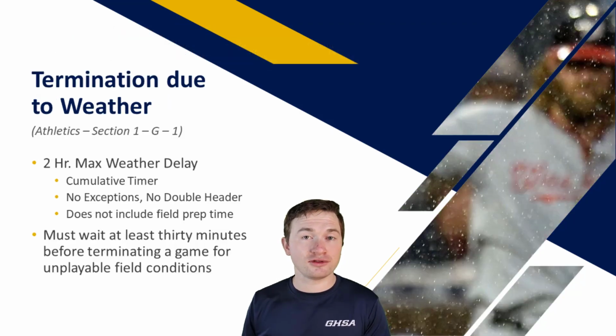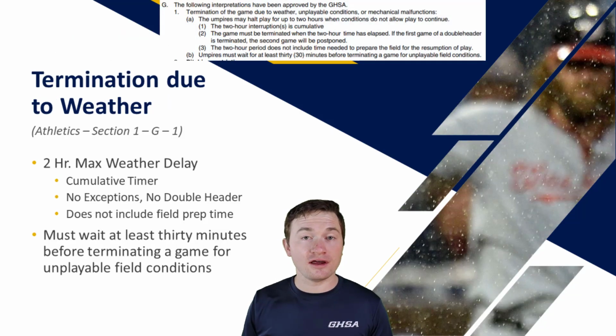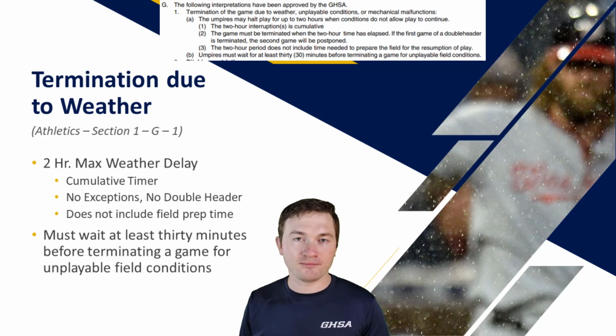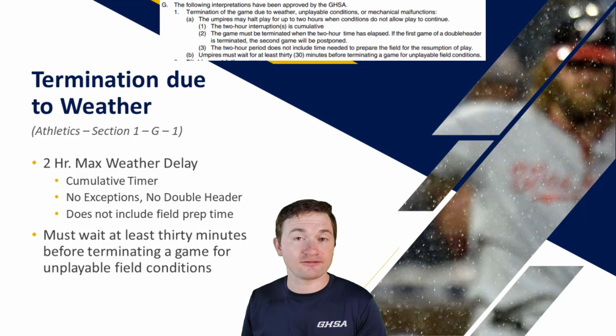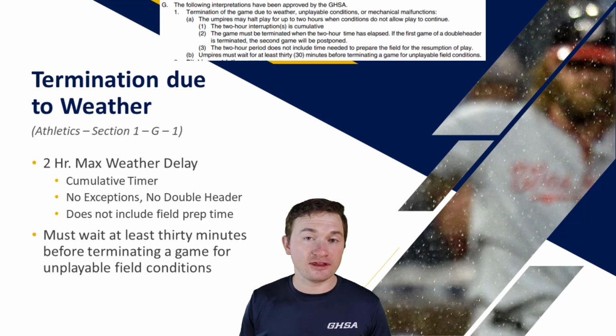Finally, our last amendment to the rules has to do with weather. First, you need to know that we have a 2-hour maximum weather delay. This is done using a cumulative timer that counts up anytime we are in a weather delay during that game. You should note that there's no exceptions to this, and if the first game of a doubleheader is delayed for more than 2 hours, we can't start the second game of the doubleheader after that. Now, one thing to keep in mind as an umpire with this is that the weather delay timer stops once the weather clears up, and any time spent trying to prep the field does not count towards that 2-hour delay. The second part of this rule is that umpires must wait at least 30 minutes before terminating a game due to poor weather.